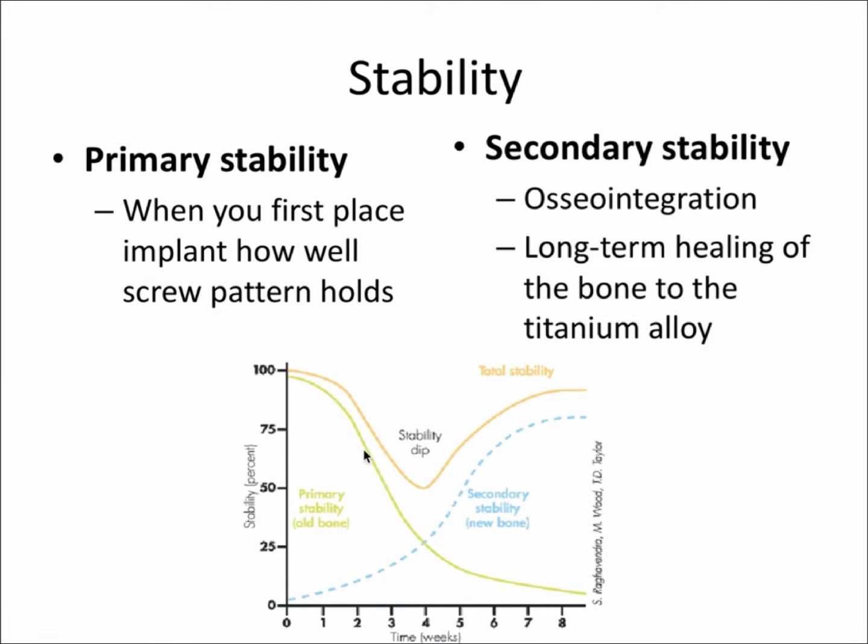Now you can imagine if we don't have osseointegration and we have fibrous integration, that blue line never happens. And then we just get more and more mobility, and that implant will be spinning and rocking about, and it would be a failure.